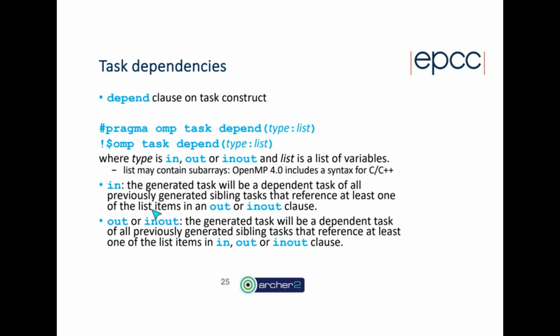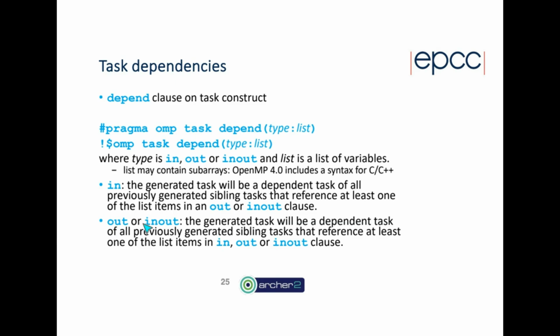Basically, what it says is that if it's an in dependency, then this task will be a dependent task of all previously generated sibling tasks. Sibling means generated at the same level of nesting. So with this mechanism, we can only have dependencies between tasks at the same level of nesting. So all previously generated sibling tasks that reference at least one of the list items as an out dependency.